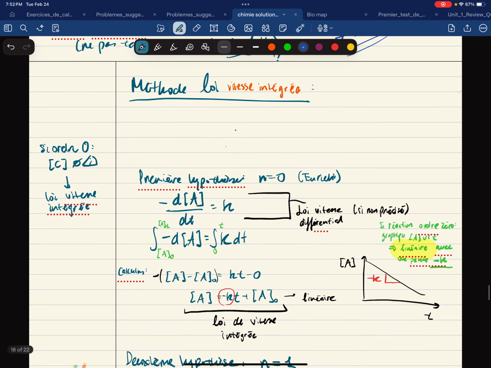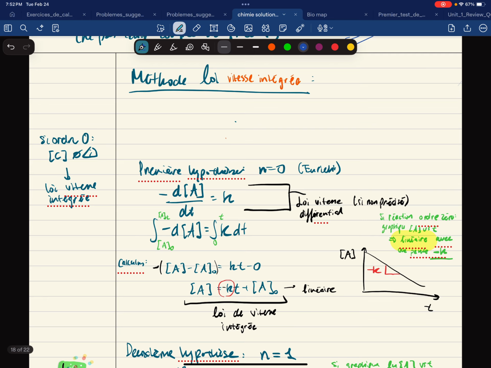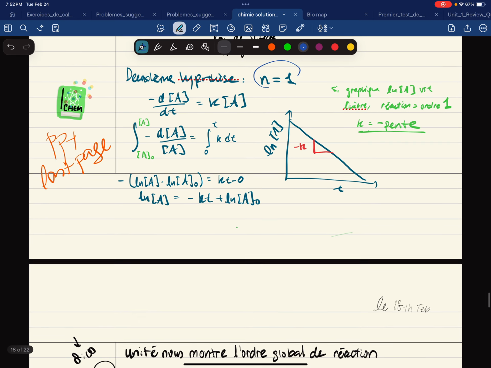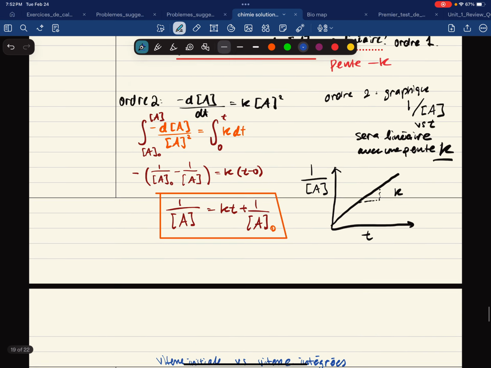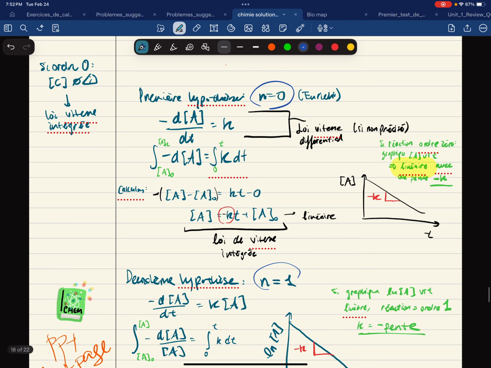Et la méthode de la loi de vitesse intégrée, ce sont pour les ordres 0, 1 et 2. Je vais mettre le 2, je vais vous montrer le 2 après. So for 0, very simple rule: concentration de A est égale à moins KT plus concentration de A initiale. So the final concentration will equal minus KT plus the initial concentration right here. Just need to look at the graph and look at what that gives.